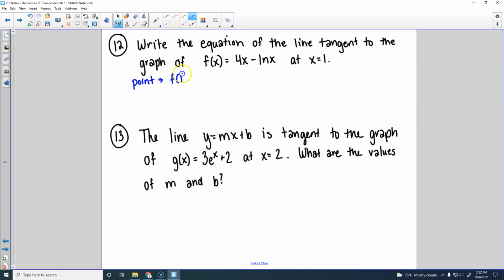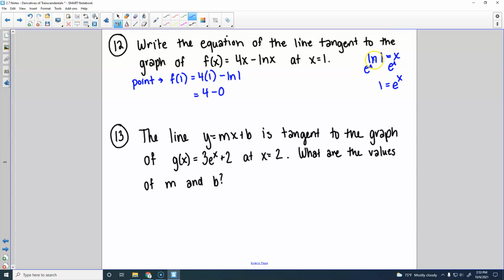Natural log of 1 equals, I don't know, I'm going to put an x right here. All right, so e to the power on both sides. 1 equals e to the x. What does that x have to be for you to get 1? Not e. 0. So this is really just 4 minus 0.